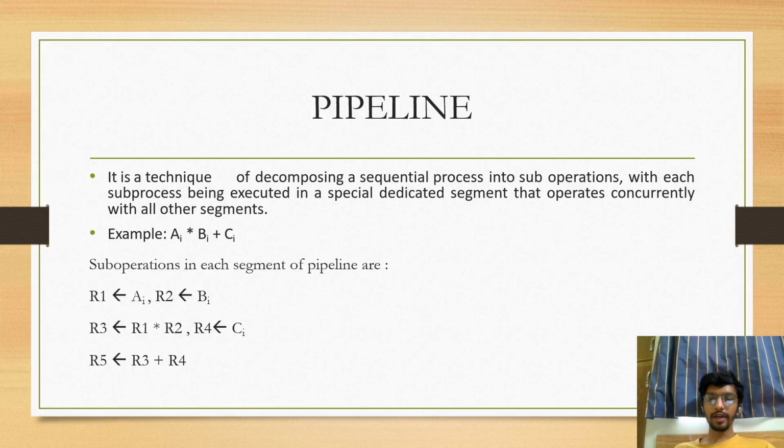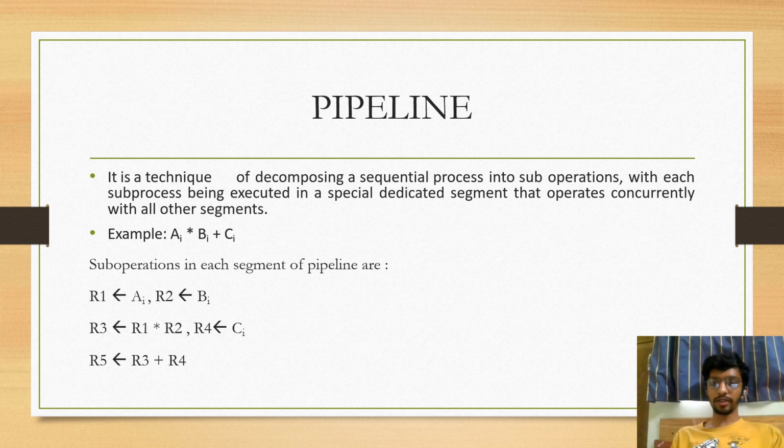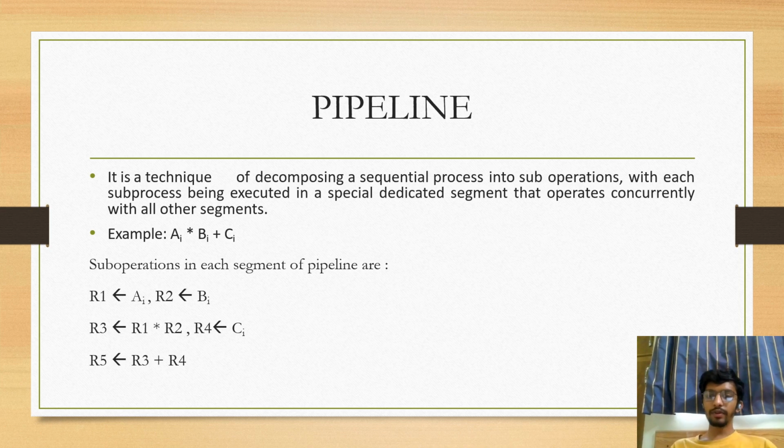So let's first understand what a pipeline is. It is a technique of decomposing a sequential process into sub operations. When a process is executing and it is a large process, it will take much time. So we will decompose, that means we will divide that sequential process into sub operations, with each sub-process being executed in a special dedicated segment. When we divide, we will make sure that each sub-process will execute in a different segment.